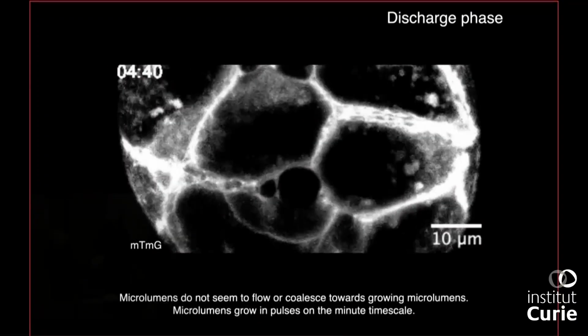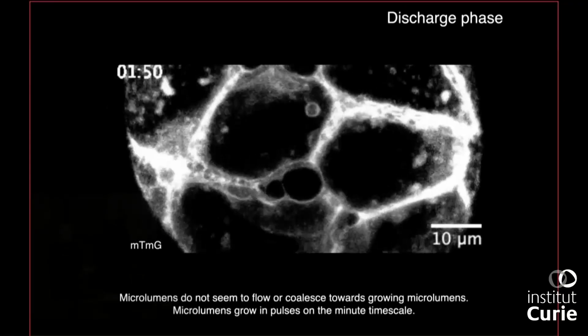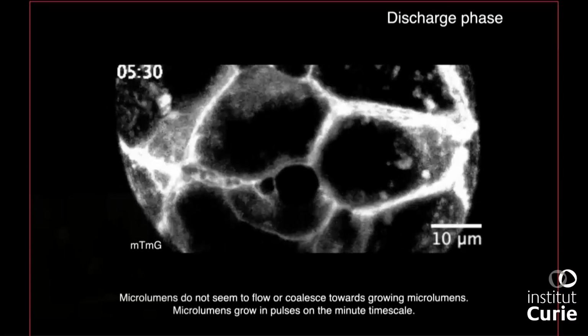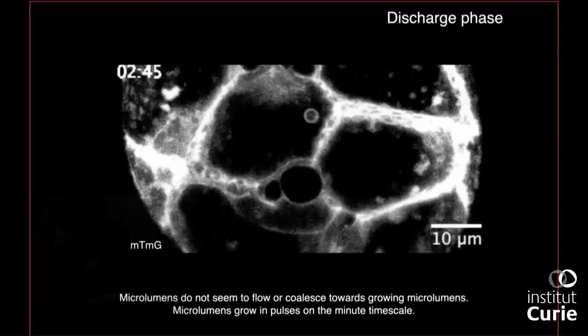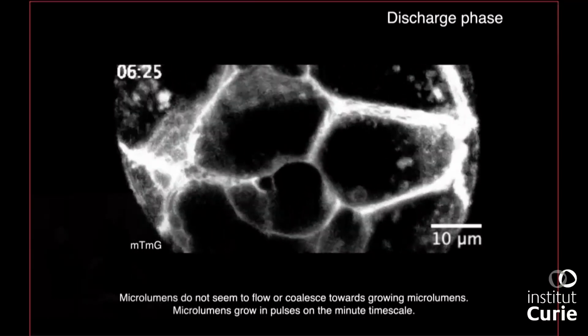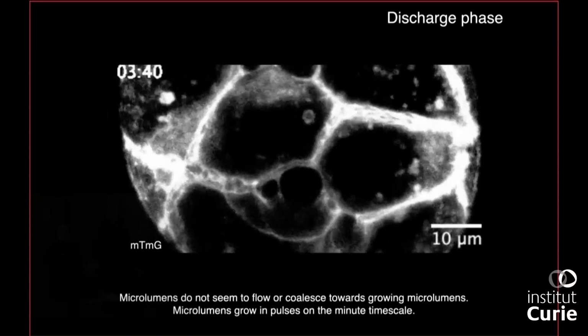And the ones which are at the cell-cell contact, they slowly disappear. There is no coalescence, except for those two which are directly next to each other, which eventually fuse. It's not like those guys are coming in contact with the big one and fusing with it. Instead, they just seem to lose volume and disappear.